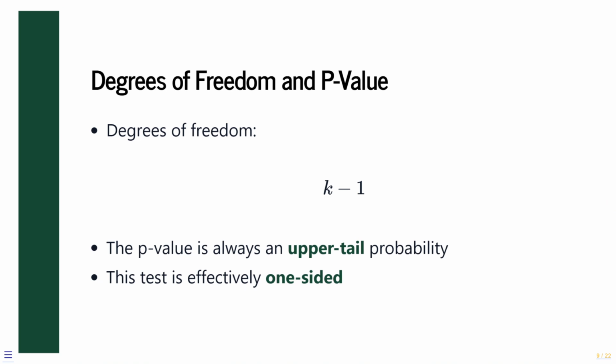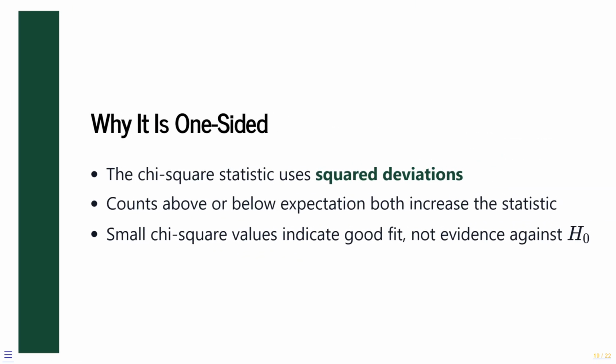The p-value is always taken from the upper tail because large chi-square values indicate evidence against the null hypothesis. This test is effectively one-sided because the statistic uses squared deviations. Counts above expectation and counts below expectation both increase the chi-square value.